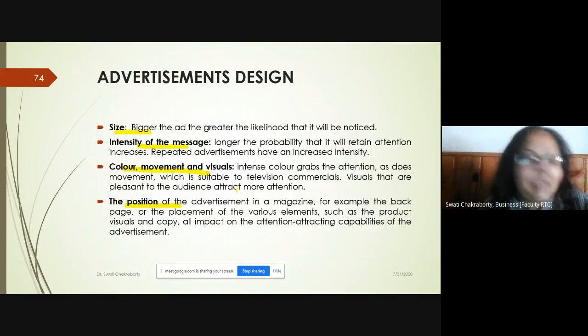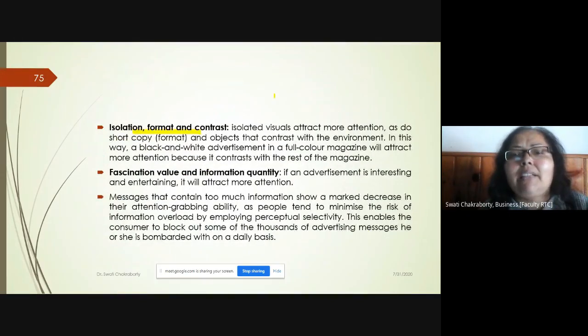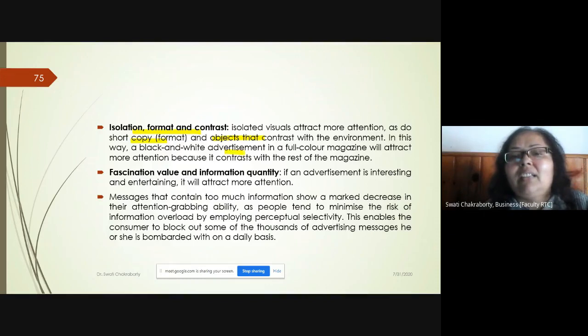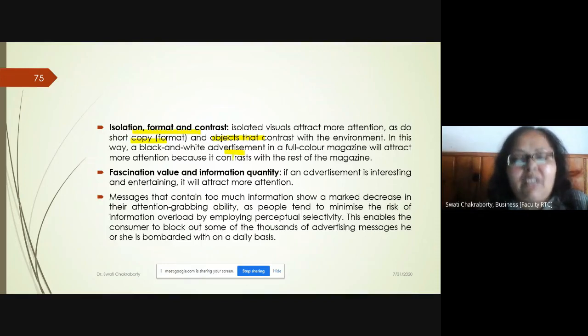Position of the advertisement in a magazine, right? Position, for example, back page, or the placement of various elements, product, visuals, copy, all have an impact. Like where exactly would you place that ad in a magazine? Isolation, format, and contrast. Isolated visuals, when not related with other things, attract more attention, right? If you have a short copy format, short copy, and objects that contrast with the environment. So contrasting black and white or something. A black and white advertisement, as I said, is more attractive in a colorful magazine. That will attract more attention there.